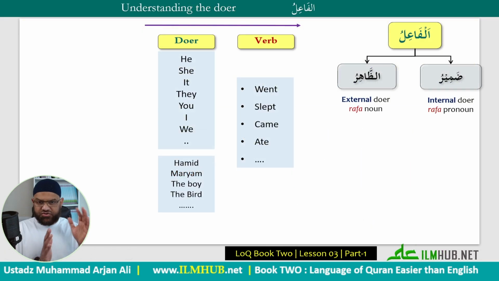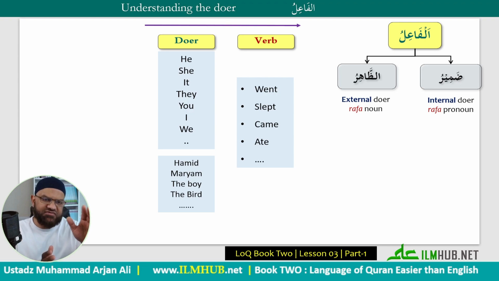So on the screen, I've got some random words just to show you how this works. In English, we're going this way again. So we have the doer first. Okay, I'm calling it doer from now on to avoid confusion. We have the doer first, which technically is the subject. The doer can be he, she, it, they, you, we, etc., a pronoun. Or it can be a noun, any kind of noun in English. For example, Hamid, Maryam, the boy, the bird, anything. So a person or an entity doing the action or has done the action.